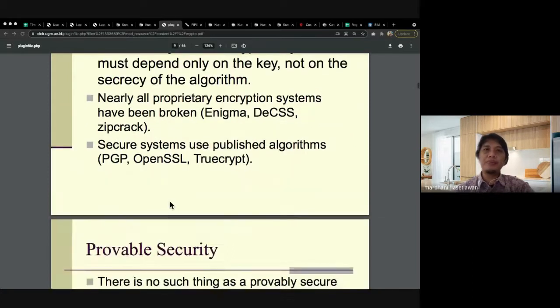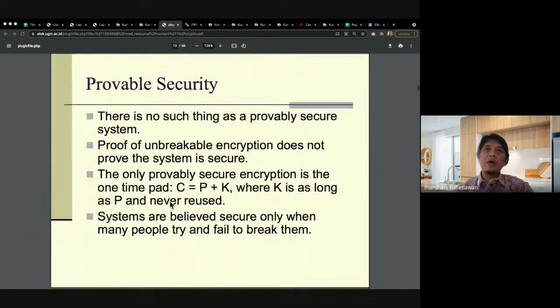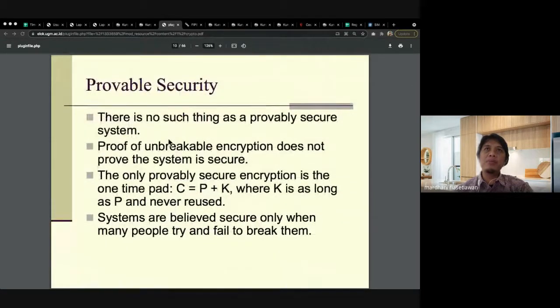We also have the term provable security. There is no such thing as a provably secure system. A proof of unbreakable encryption does not prove the system is secure. Systems are believed secure only when many people try and fail to break them.